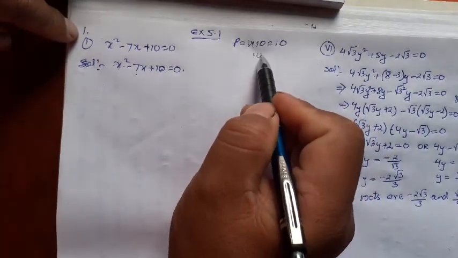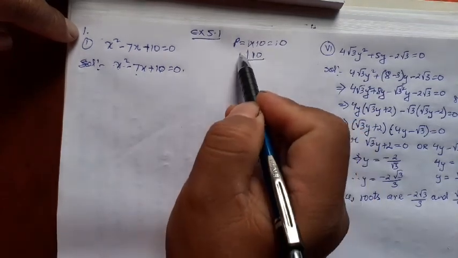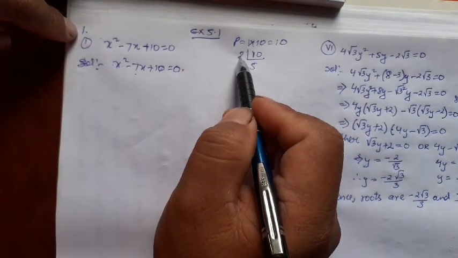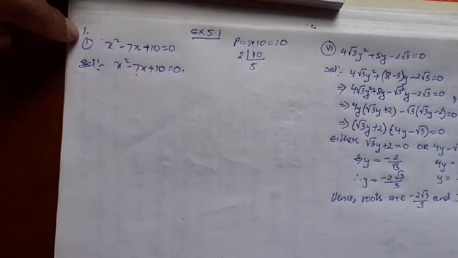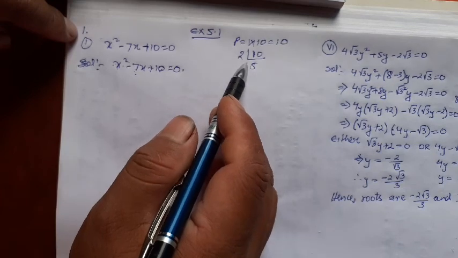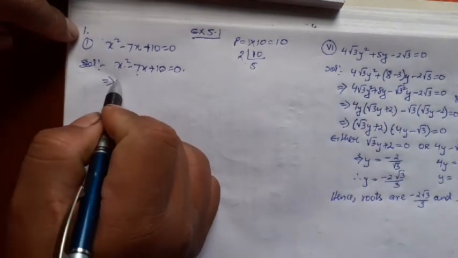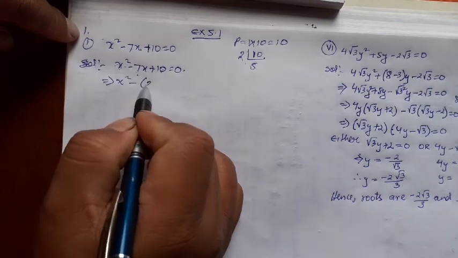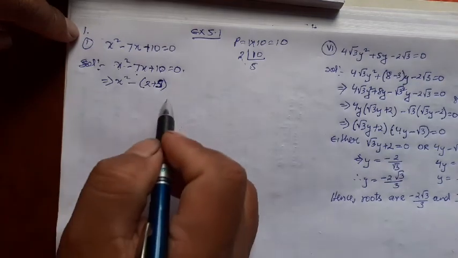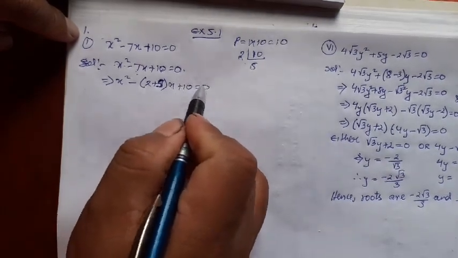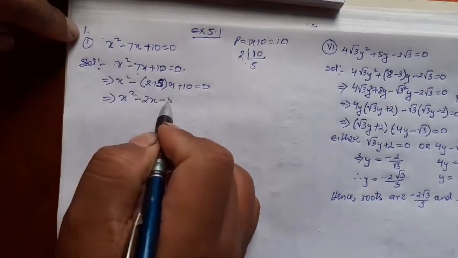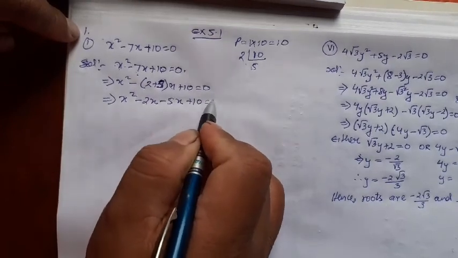Find out the prime factorization of 10, the product. 2 times 5 is 10, and 5 plus 2 is equal to 7. So 2 and 5 can give me minus 7. So we are going to split 7 into 2 plus 5. This implies x squared minus (2 plus 5) into x plus 10 equals 0. This implies x squared minus 2x minus 5x plus 10 equals 0.